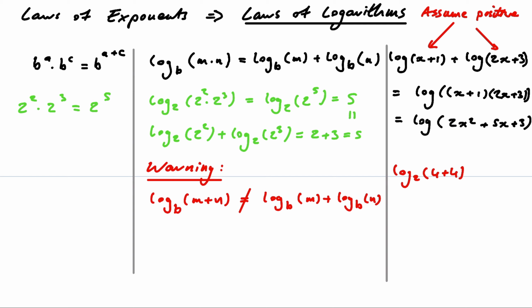So this is equal to log to the base 2 of 8. That's equal to what? Well, 2 to the power 3 is 8, so this is equal to 3. But if I was to do them individually, it would be log to the base 2 of 4 plus log to the base 2 of 4. And what's that equal to? Well, 2 to the 2 is 4, so it would be 2 plus 2, that's equal to 4. And then it would equal to each other. So visibly, this cannot be correct.